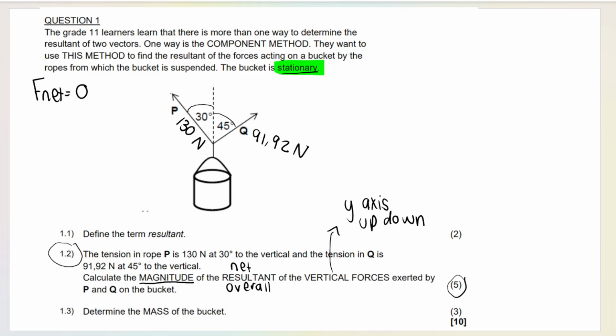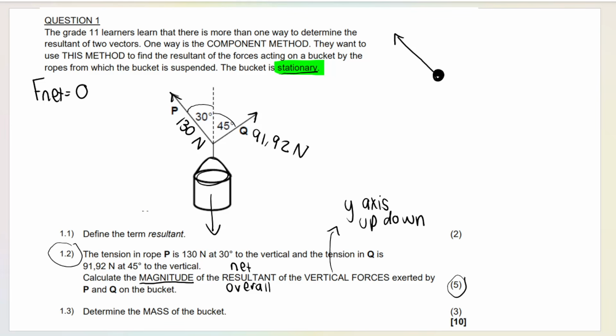So again, calculate the magnitude, they just want the size of the net vector of the vertical forces exerted by P and Q on the bucket. So what they want us to do is they want us to look at the situation. We know that P is pulling the bucket upwards like that, up and to the left. Q is pulling the bucket up and to the right. And you should know that the bucket also has a weight associated with it that is pulling down. If I were to draw a free body diagram, my free body diagram will look as follows.